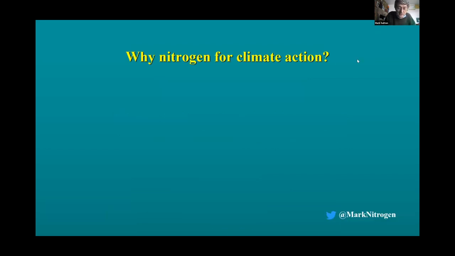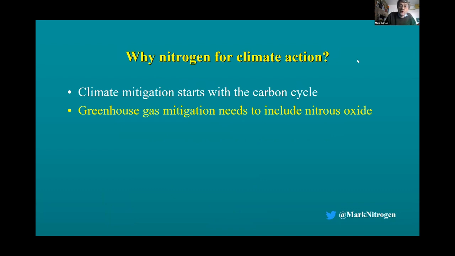So this is going to be my summary of the talk in one slide, and let's see how quickly I can summarize it. Why nitrogen for climate action? It's clear climate action mitigation starts with the carbon cycle, but we've got to include nitrous oxide. There's no question about that.